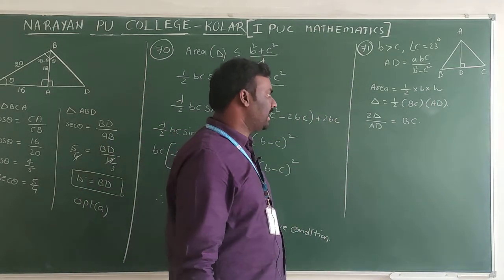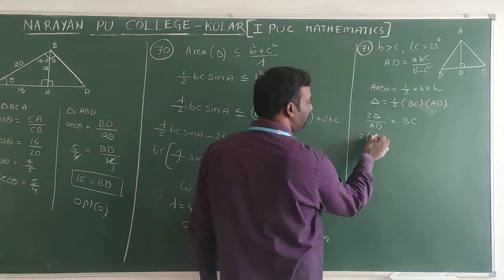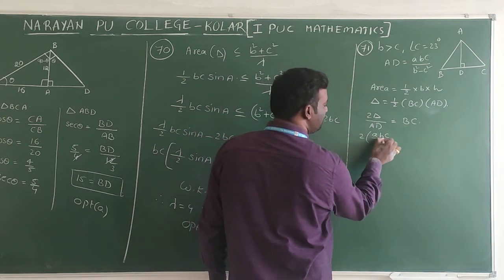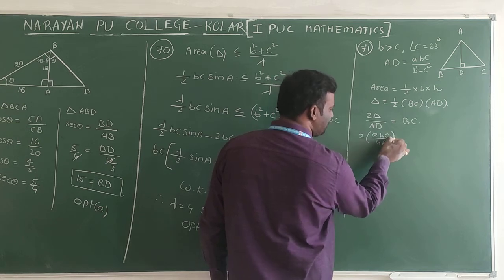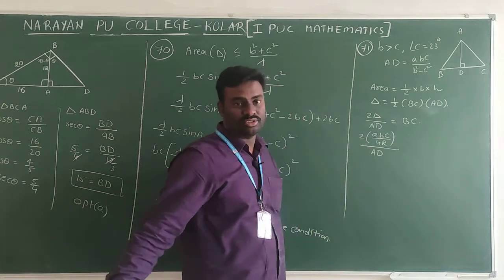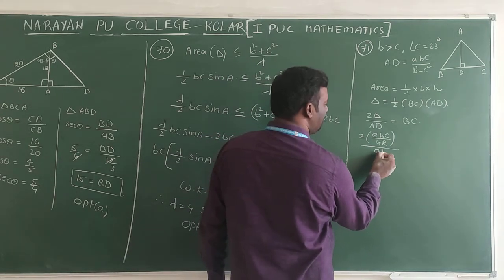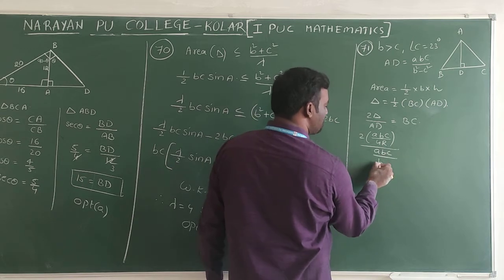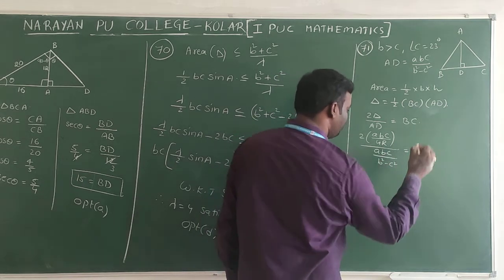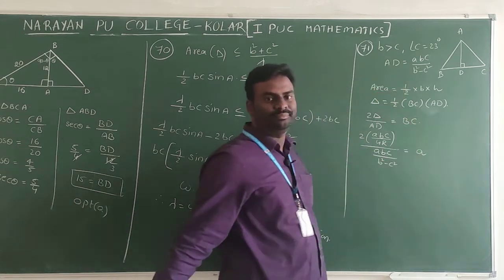Again, this delta I can write as 2 into ABC by 4R. ABC by 4R I can write by AD, or you can take AD as H also, no problem. AD value you can substitute: ABC by B square minus C square. That equals to BC length, we can take small a.